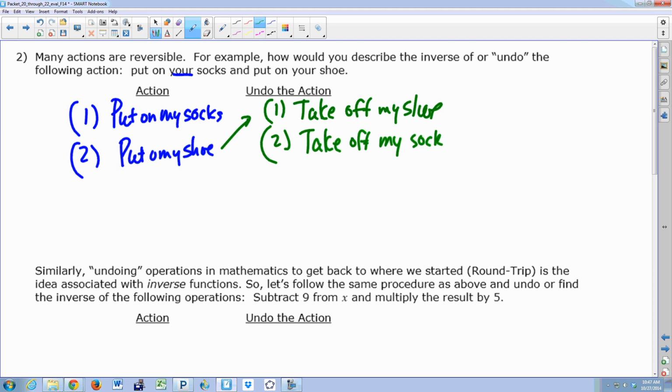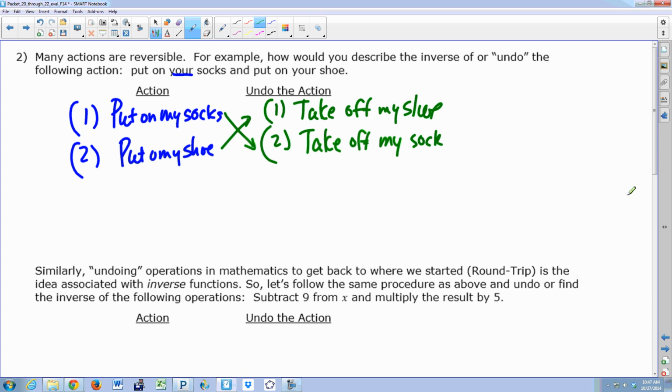That's exactly what Anna said, but with a little more language. The first action you took is the last action you undo. So the order gets reversed. The very last thing I did, which was to put on my shoe, has to be the first thing I undo. So when you're doing inverse operations, you have to change the order. Undo the last thing, then undo the first thing, or whatever.